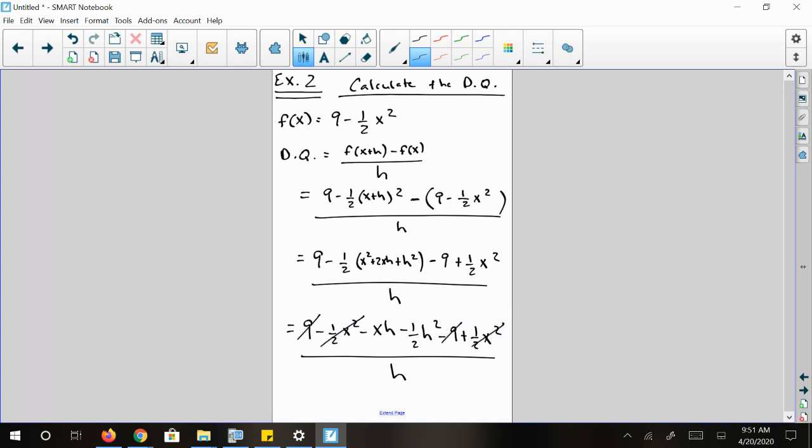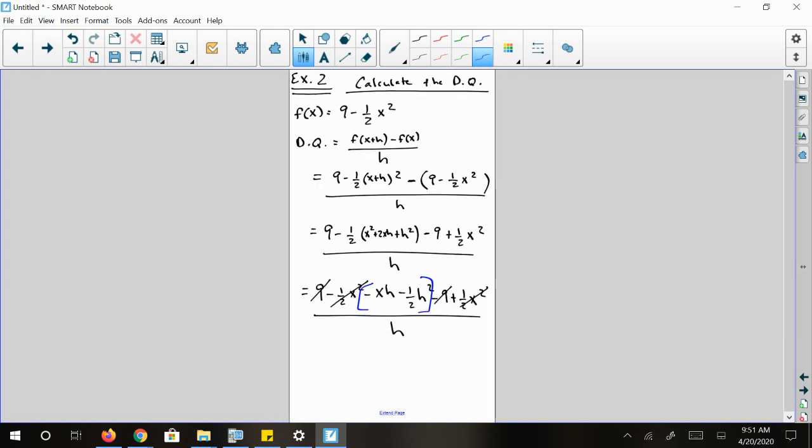And as I mentioned on the last problem, take a look at this step. Both of these have an h. So I'm going to go ahead and factor out that h. And I'm left with negative x minus 1/2 h, all divided by h.